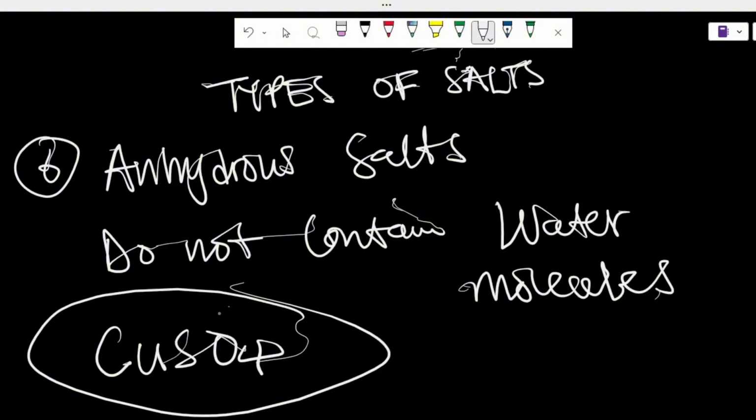So sometimes you might be tested on this where you are given options and then they ask you to identify the salt that contains water molecules. Make sure that you see that any salt containing water molecules is actually a hydrated salt. So make sure that you understand.